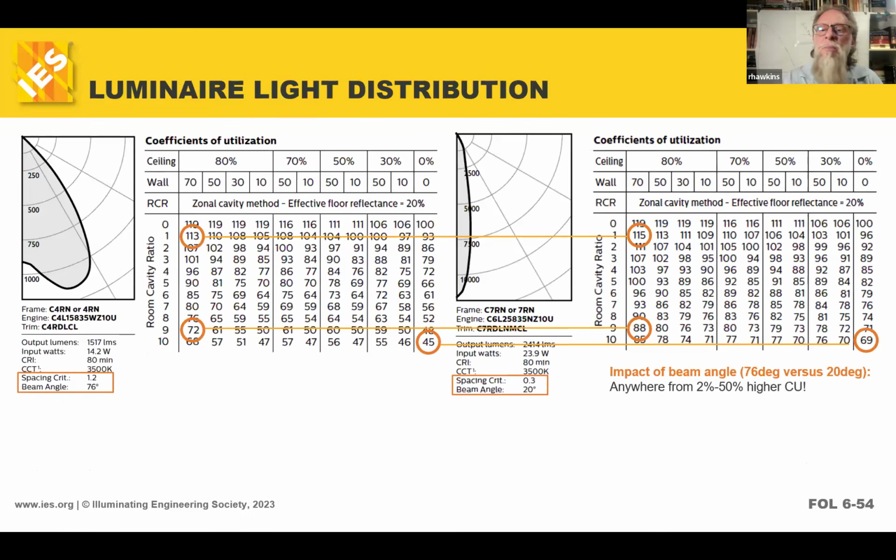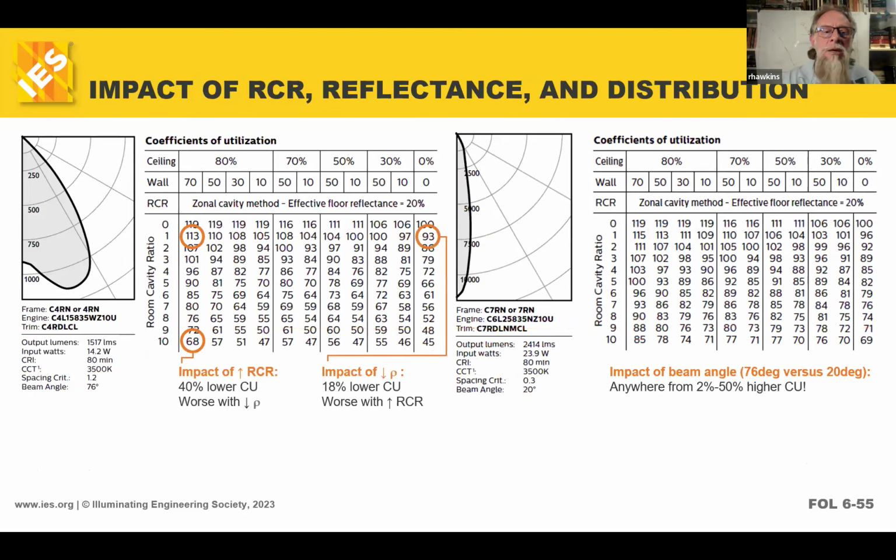See, here we're back to coefficients of utilization. Oh, here's that spotlight example versus something wider. Notice the spotlight in the silo on the right at room cavity ratio of 9, you can get 88 of it making it to the bottom, whereas the thing on the left, only 72 makes it into that calculation to get your foot candles, right? Difference between a spotlight in a silo versus something wider. So that was kind of handy.